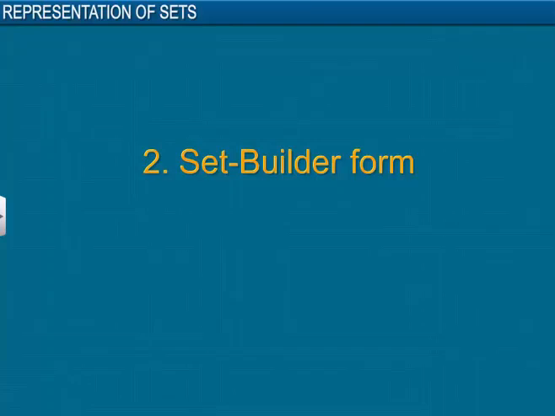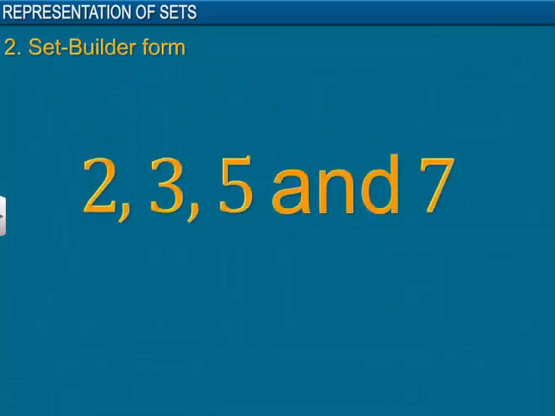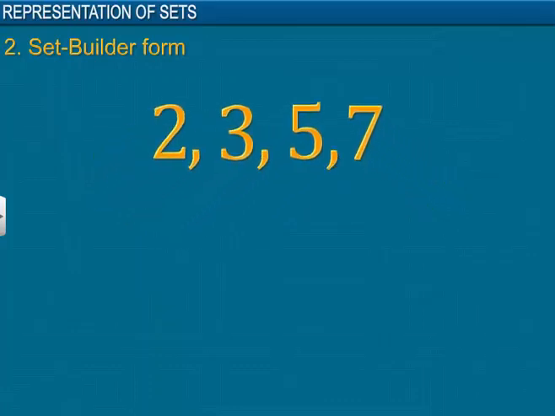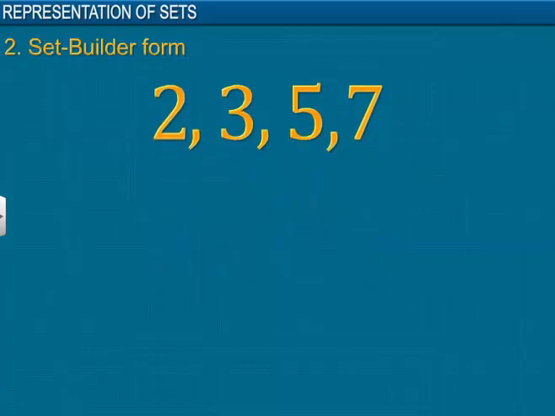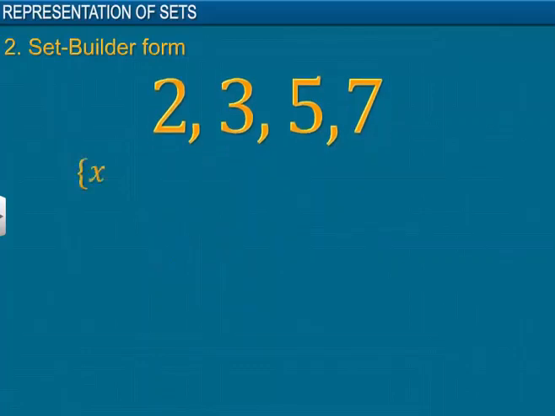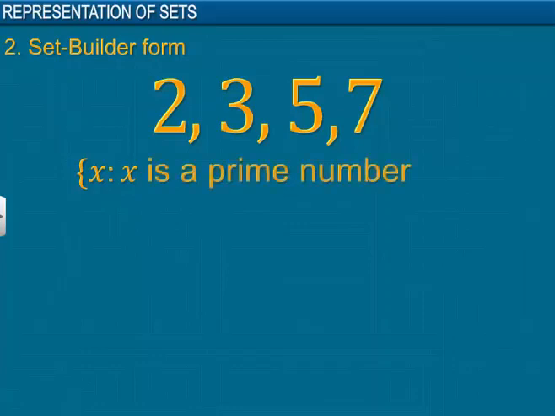Let's use the same example that we have seen previously. We have a set of numbers 2, 3, 5, and 7. In this set, every element is considered equal to a variable x. Now we start writing the set in the set builder form. We start with a bracket and write the variable. Then we place a colon. We assign a property to this variable. If we observe, the numbers are all prime numbers. Added to this, every number is less than 10. Thus, we can write the set as shown.